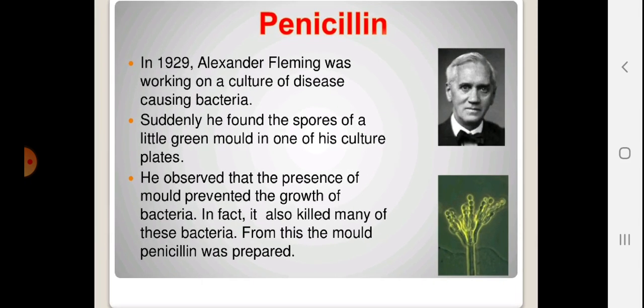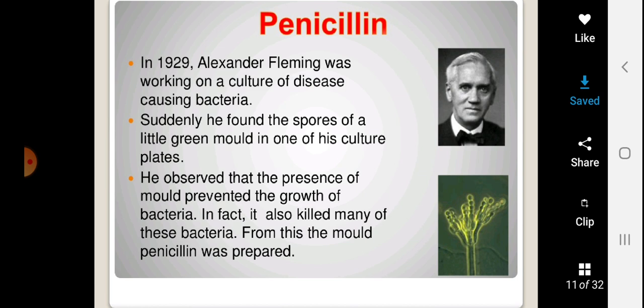Now, let's talk about penicillin. In 1929, almost 100 years back, Alexander Fleming was working on a culture. What is a culture? A culture is a solution containing microorganisms, such as disease causing bacteria. So he had some liquid which contained bacteria. Suddenly, he found the spores of a little green mold in one of his culture plates. He observed some green patches there.